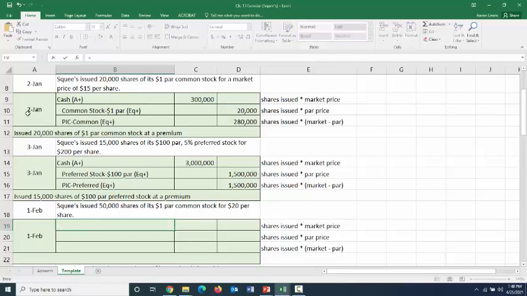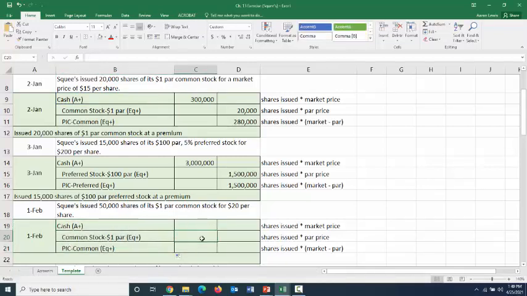So that entry that we just recorded is the standard entry every time you issue common shares at a premium. You're always going to have one debit to cash. You're going to have a credit to common stock and par value for the portion that goes towards par, and another credit to your PIC account for common stock, which is the portion which is in excess of par. So same math is going to apply. You take your number of shares issued, in this case 50,000, and multiply it by the market price. We're issuing these shares at $20 a piece to determine that Squeeze is going to bring in $1 million from the issuance of these shares.